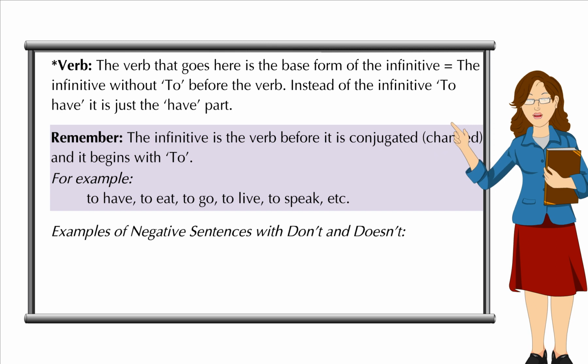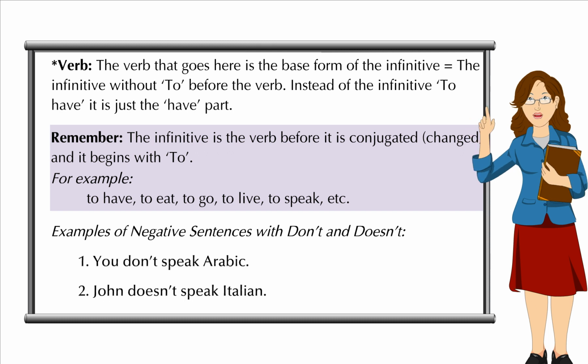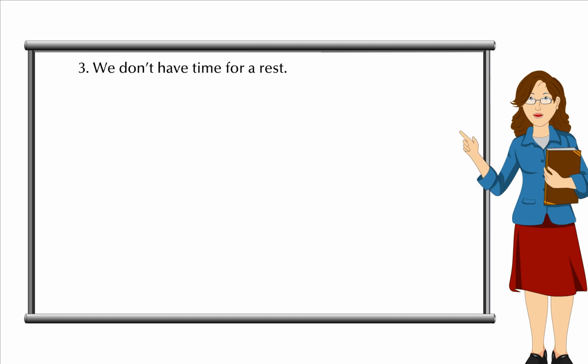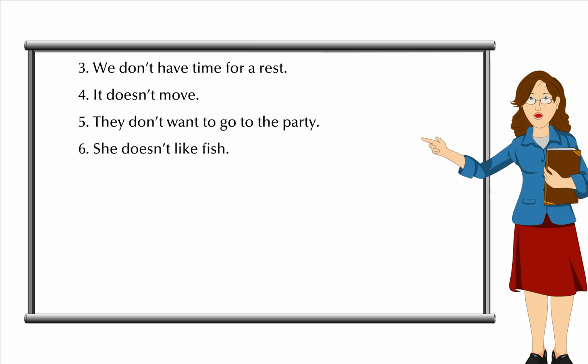Examples of negative sentences with don't and doesn't. Number 1. You don't speak Arabic. 2. John doesn't speak Italian. 3. We don't have time for a rest. 4. It doesn't move. 5. They don't want to go to the party. 6. She doesn't like fish.